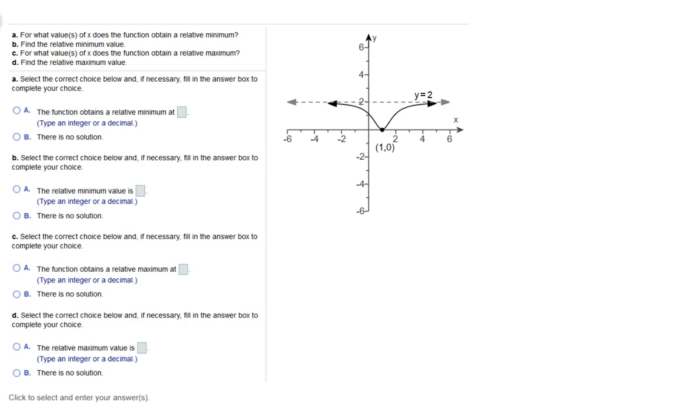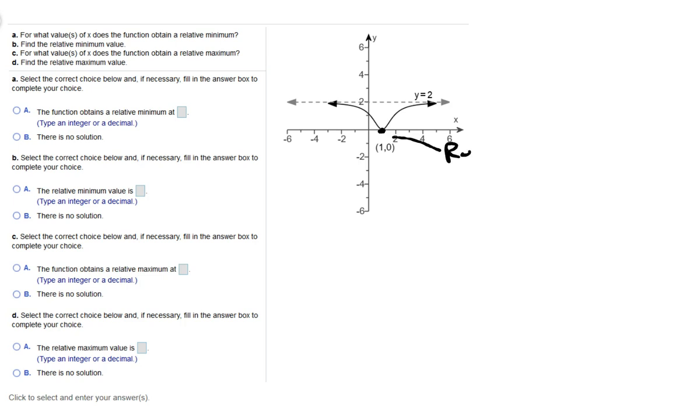The next question says, for what values of x does the function obtain a relative minimum? Find the relative minimum value. For what values of x does the function obtain a relative maximum? And find the relative maximum value. So we're looking at our picture here, trying to find any relative minimum or relative maximum. Relative minimums and relative maximums are going to be peaks and valleys in the graph. So we can see that right here we have a little valley. So this point right here is going to represent a relative minimum. Let me mark that.